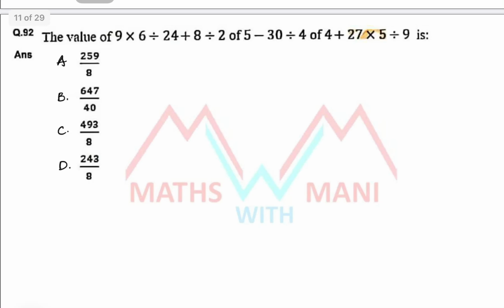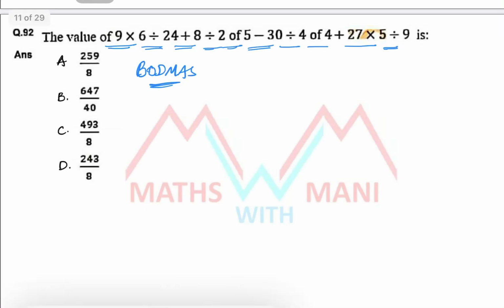Next, 92. The value of 9 into 6 divided by 24 plus 8 divided by 2 of 5 minus 30 divided by 4 of 4 plus 27 into 5 divided by 9. We already discussed these type of problems in all the previous videos also. Whenever these type of models or simplification is there, then you have to use BODMAS rule. Yes, we already discussed this.